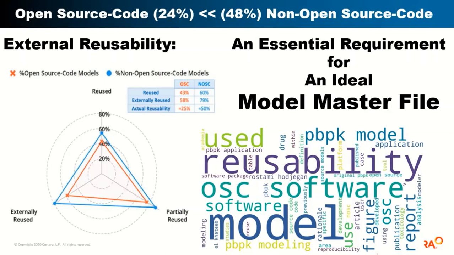But the bottom line is the star analysis that you are seeing on the left hand side, and that is saying the likelihood of a non-open source code model to be reused by people who were not party to the development of the original one is twice more than the reusability of the systems that are generated with open source code modality. Therefore, now how is this going to impact the model master file?